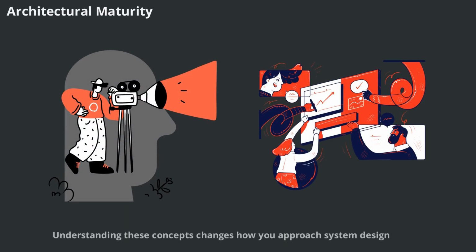Understanding these concepts changes how you approach system design. You stop seeing backends as simple request handlers and start viewing them as living systems under constant pressure. You plan for traffic distribution before overload happens, implement caching before databases slow down, and set up queues before slow work blocks users. Rate limits and circuit breakers become proactive tools, not afterthoughts. This mindset shift is what defines architectural maturity, anticipating problems and designing for resilience from the start.